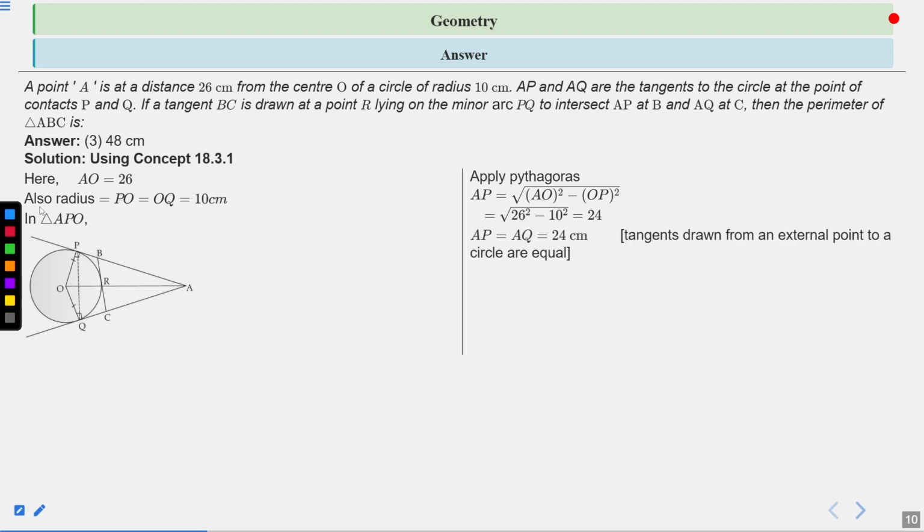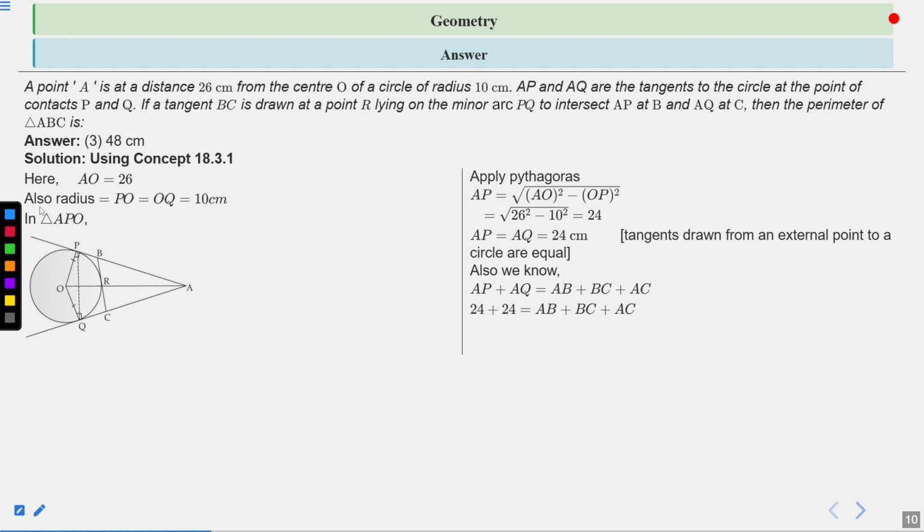Now AP equals AQ, which equals 24 centimeter, because both are tangents. Tangents drawn from an external point to a circle are equal. We know that. Also, we know AP plus AQ equals AB plus BC plus CA. We can say that.